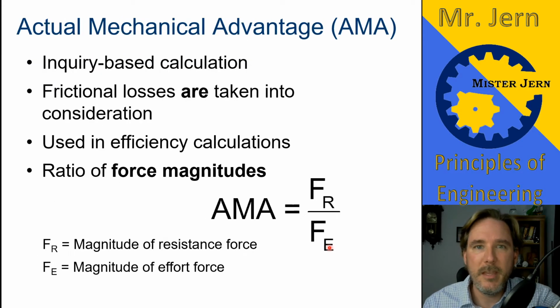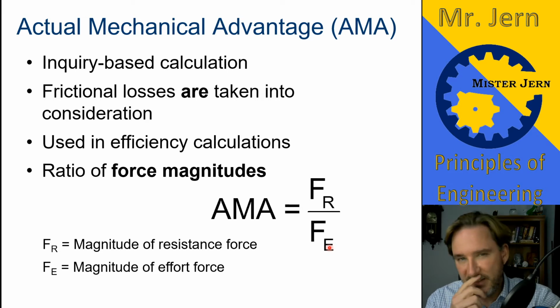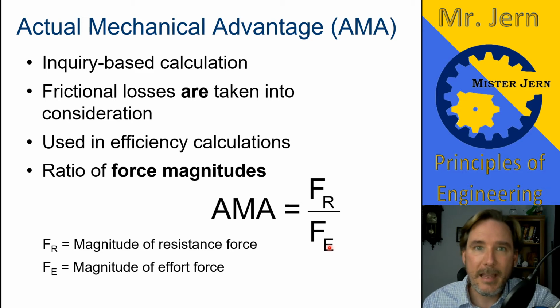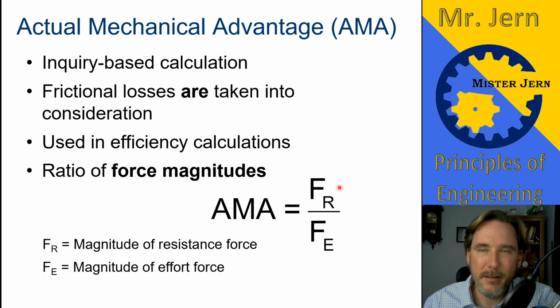In contrast, the actual mechanical advantage, or the AMA, is calculated by taking measurements. In this case, measurements are taken of the actual forces required to move things or to do the work. So frictional losses are taken into consideration because it's happening in real life. It's inquiry based. I have a question: how is this actually going to work? Let's actually do it and try it out. We're going to use this for efficiency calculations, which we talked about too. The AMA is the magnitude of the resistance force divided by the effort force. It's just how much resistance you are trying to overcome divided by how much force you actually have to apply in effort.